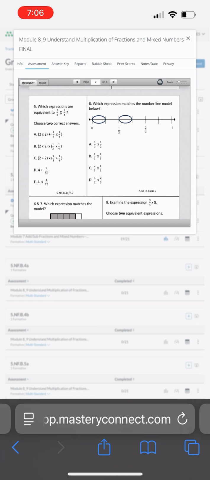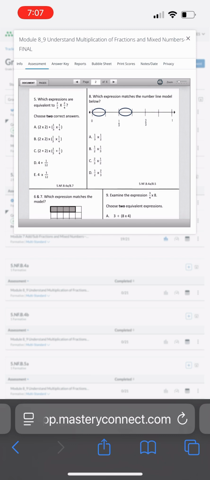Number 8. Which expression matches the number line model below? A, 1/3 times 1/2. B, 1/2 times 1/3. C, 2/3 times 1/2. Or D, 1/2 times 2/3.